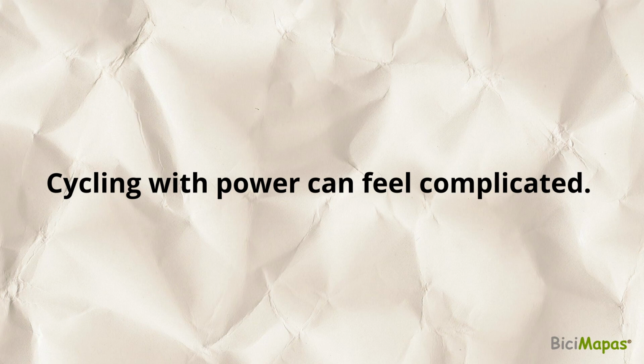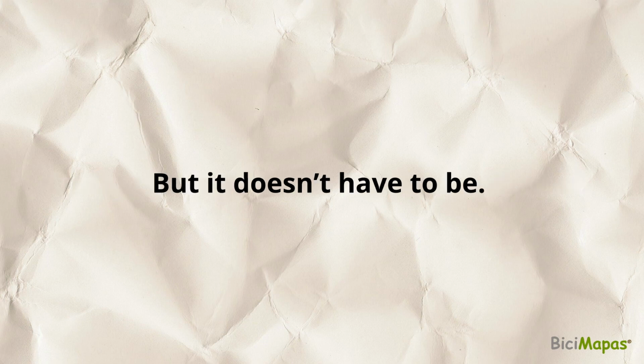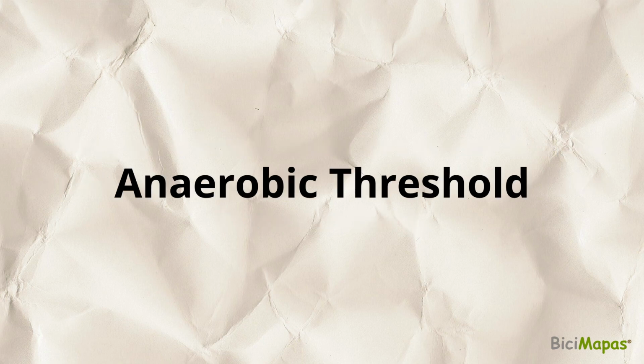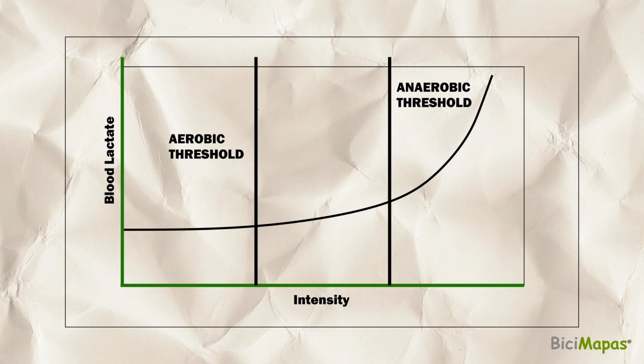Cycling with power can feel complicated, but it doesn't have to be. Today, we'll break down key power training terms so you can understand and use them in your training. Anaerobic threshold. Your anaerobic threshold is the effort level where your body starts producing lactic acid faster than it can clear it. When this happens, your muscles burn, and fatigue sets in quickly.